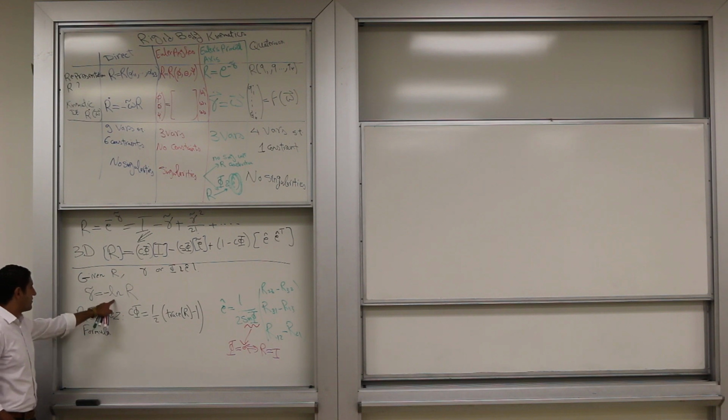Yeah, because this is logarithm not of a scalar. Yeah, I see your point. Logarithm of a scalar has a problem when the scalar equals 0. But logarithm of a matrix has a problem when the matrix equals identity. Okay.